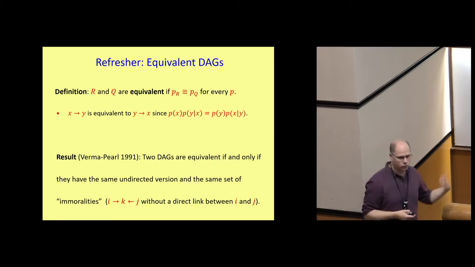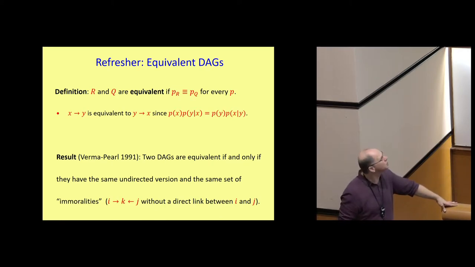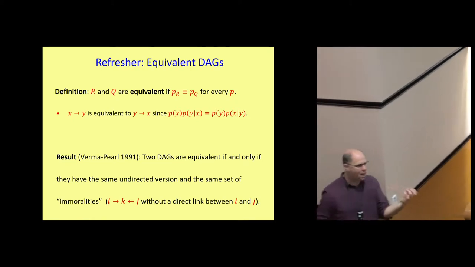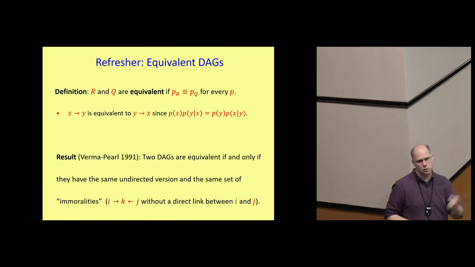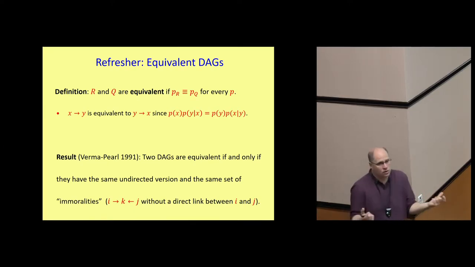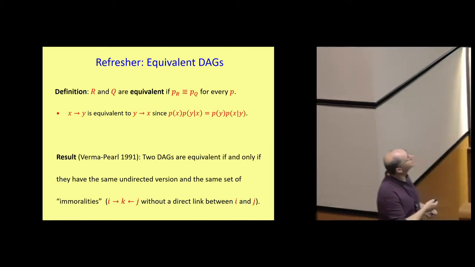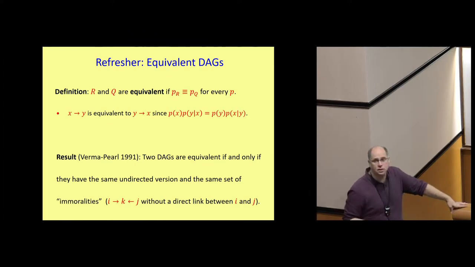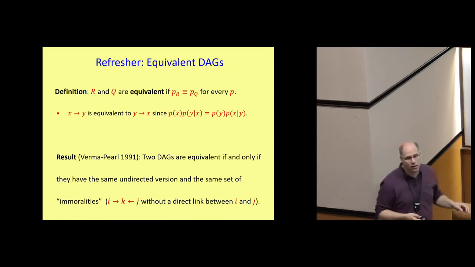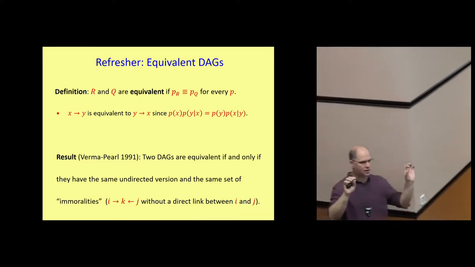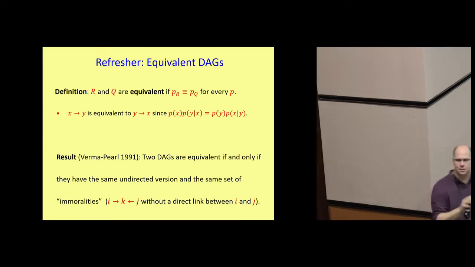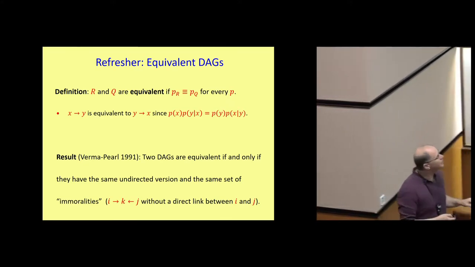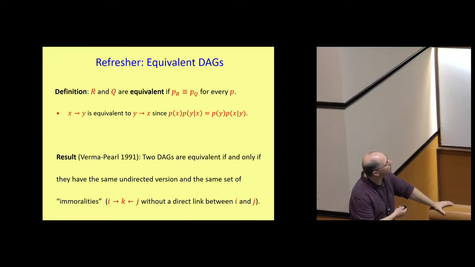Okay, so to state the result, let me remind you of a couple of concepts from Friday. Two DAGs are equivalent if they encode the same distortion mapping. Remember that a DAG can be viewed as a distortion mapping, a mapping from objective distributions to subjective beliefs. You can have two DAGs that look different, but actually encode the same mapping, and that's the simplest example. These two DAGs are equivalent. And Verma and Pearl had this important characterization of this equivalence relation, which I'm reminding you. Two DAGs are equivalent if and only if two conditions hold. First, if you ignore the direction of the arrows, the two graphs look the same. So putting directionality aside, they're the same. The second condition does make use of the direction of links. We're just looking at the set of immoralities in the DAG. Immorality is this configuration.